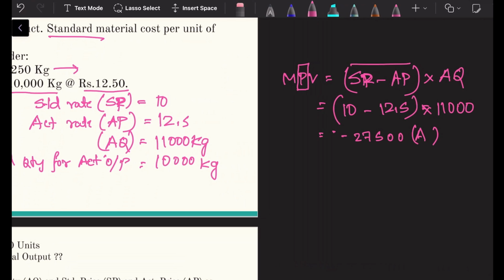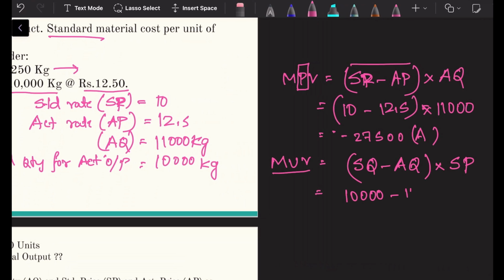Second variance they have asked is material usage variance. Here the variance is because of usage, how much material was used for production. Usage relates to quantity. So my variance will be standard quantity minus actual quantity multiplied by standard price. This is equal to SQ 10,000 minus AQ 11,000. What is the standard price? 10. So this will be minus 1,000 into 10, so minus 10,000. Again, since this is minus, this is adverse.